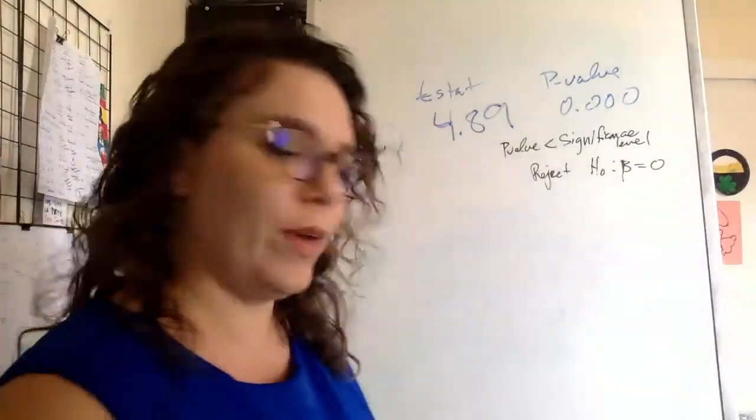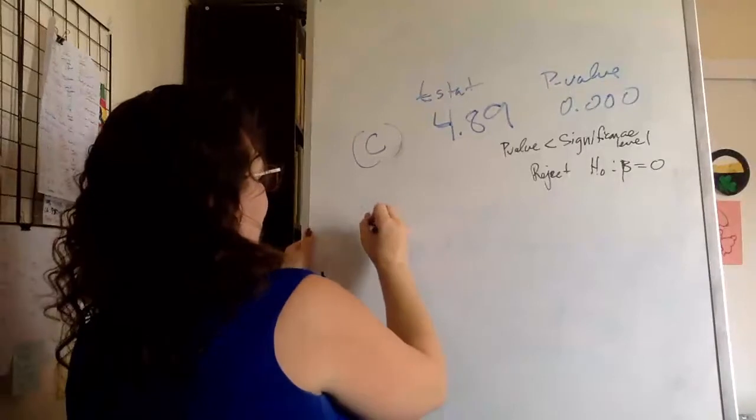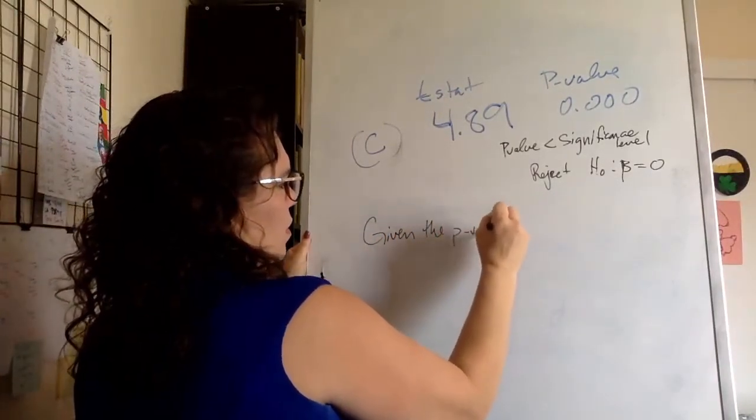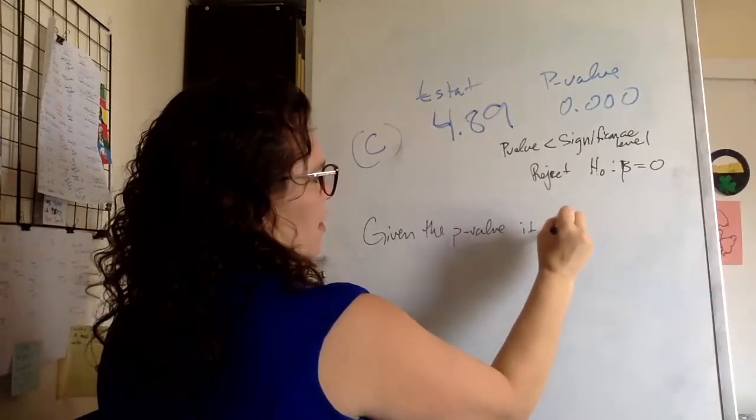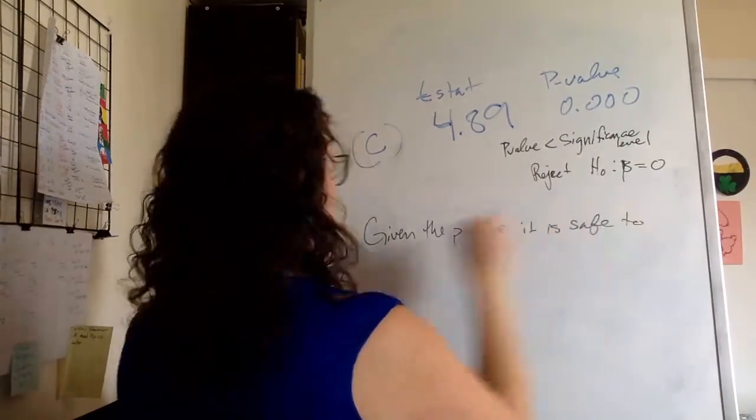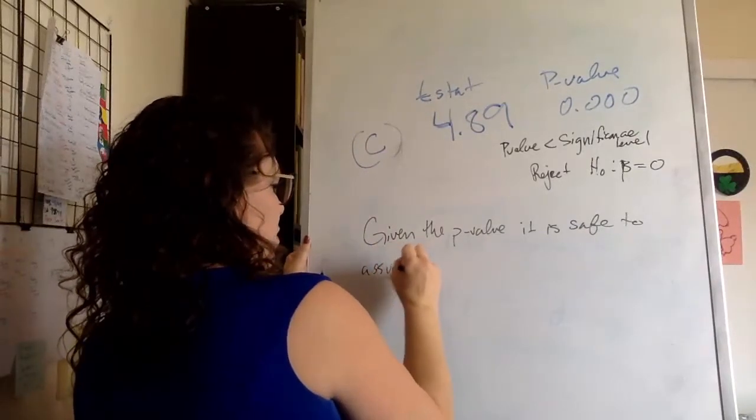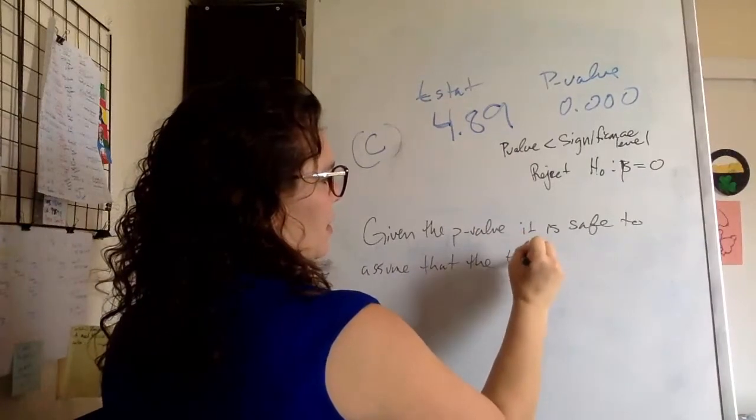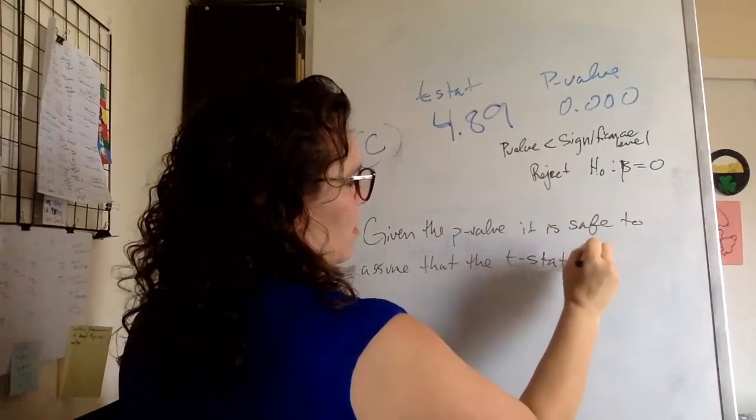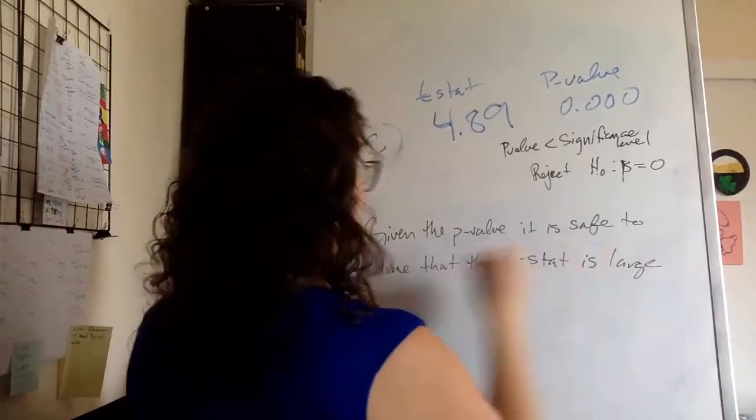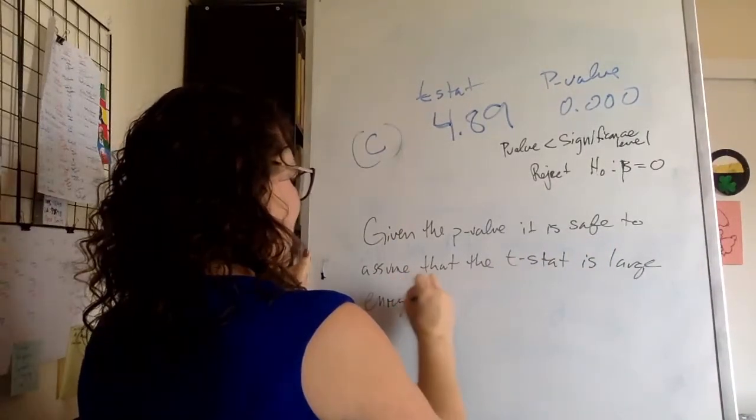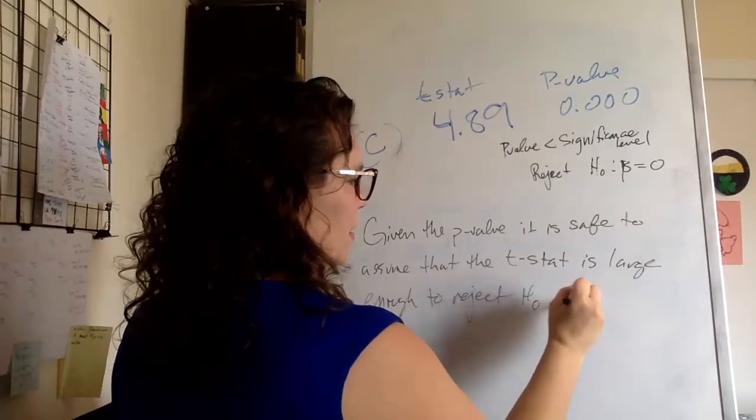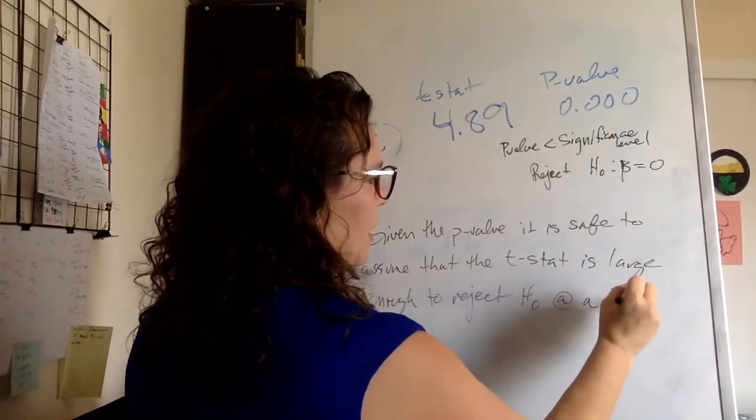In this case, what we can say is, given the p-value, it is safe to assume that the test statistic is large enough to reject the null hypothesis at a 1% significance level.